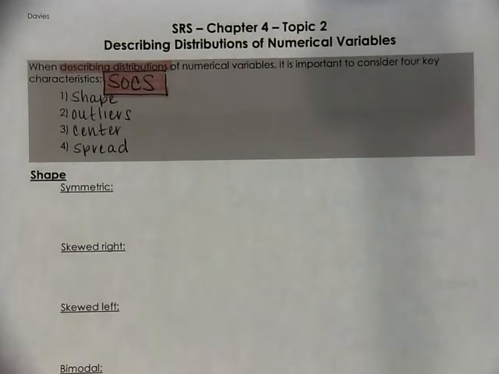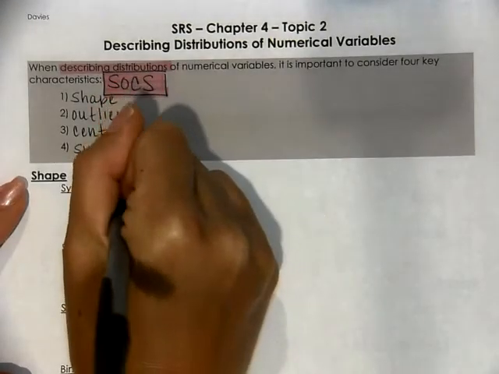What does that mean? Well, there's 5 main ways we can kind of categorize a graph shape. The first one is symmetric. So for each one of these descriptions, I'm going to verbally describe it as well as describe it with a quick sketch. So a symmetric graph is when the left side of the graph is a mirror image of the right side of the graph.